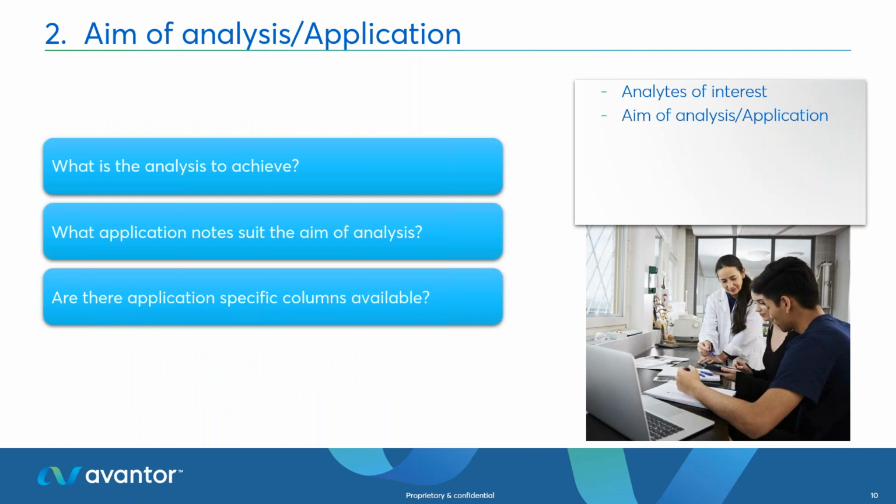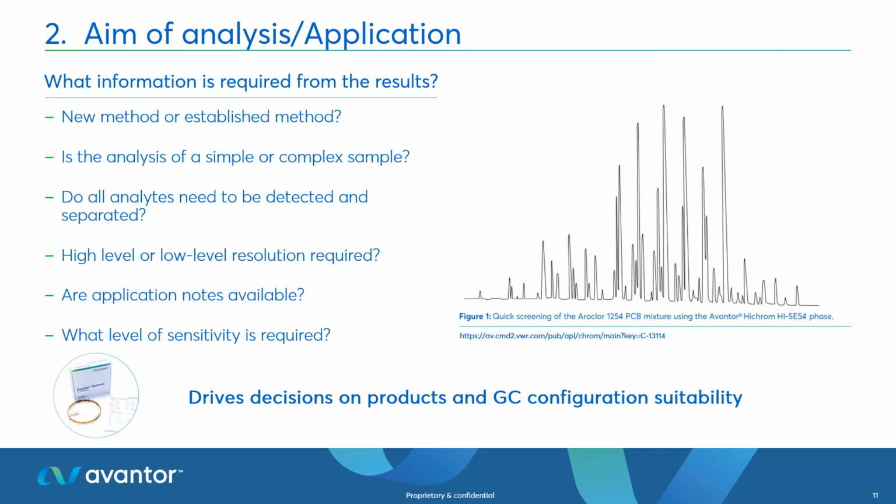So aim of the analysis and the application. So what are you actually trying to achieve? Are there any specific application notes that you can use, or maybe you're already using them? And are there any application specific columns available? So when we look at the aim of the analysis, we need to consider what information do we actually need from the results? And then what do we have at hand to help us develop the method?